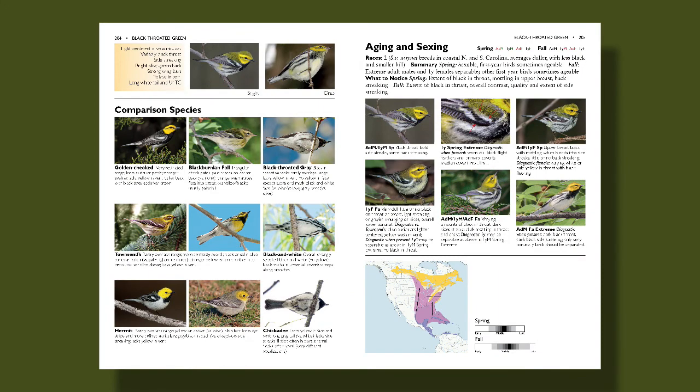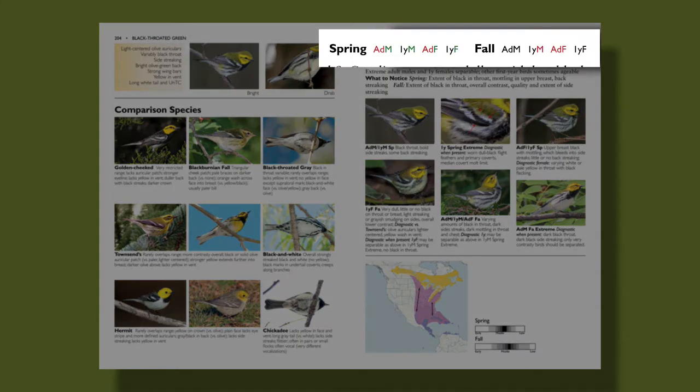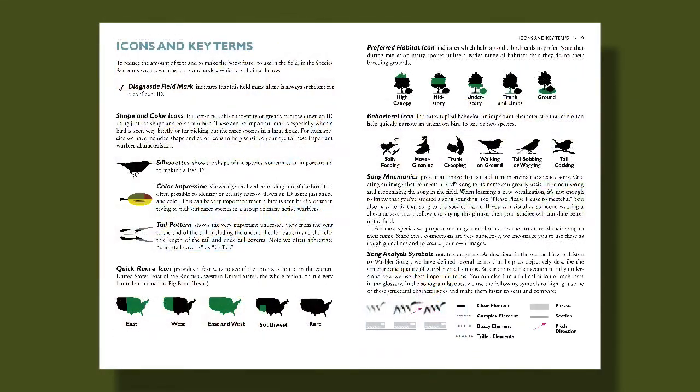Finally, we have a simple system in aging and sexing that lets you see at a glance which birds are separable and not separable in terms of age and sex. Altogether, we hope these icons improve the utility of the Warbler Guide and make identification and learning faster and easier.